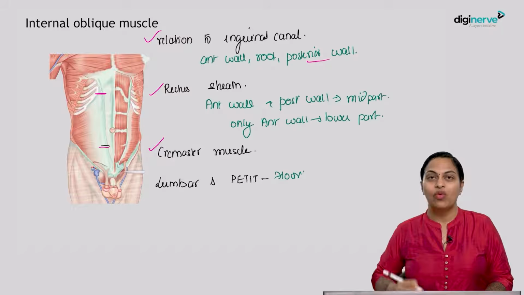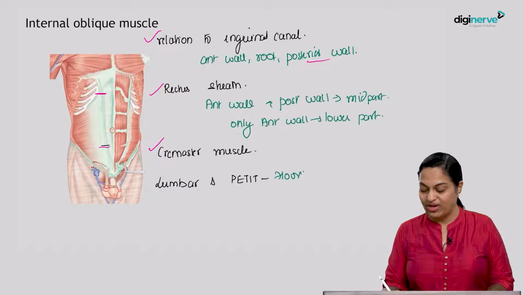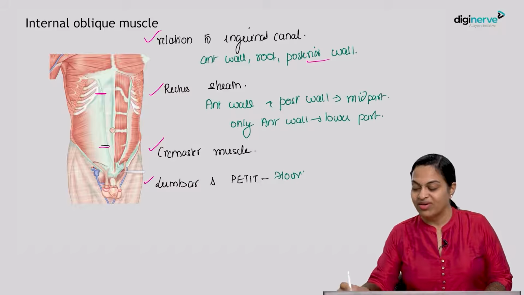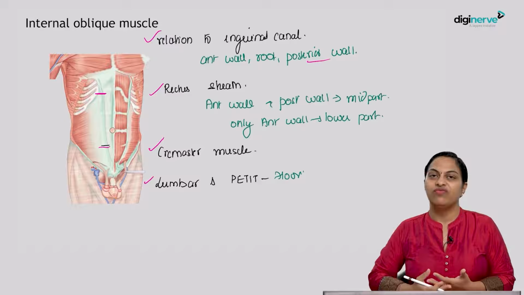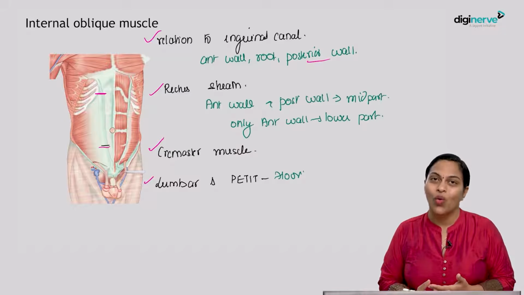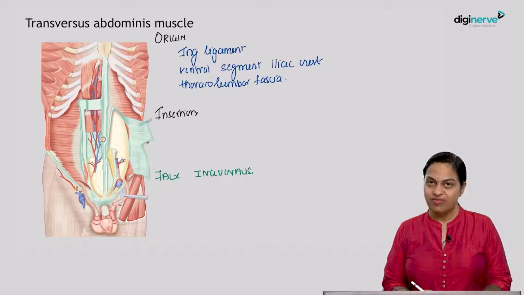And yes, of course, the cremaster muscle is innervated by the genital branch of the genitofemoral nerve. And if you remember, yes, the lumbar triangle of Petit, we saw the fleshy fibers of internal oblique in the floor. Moving on to the transversus abdominis muscle.